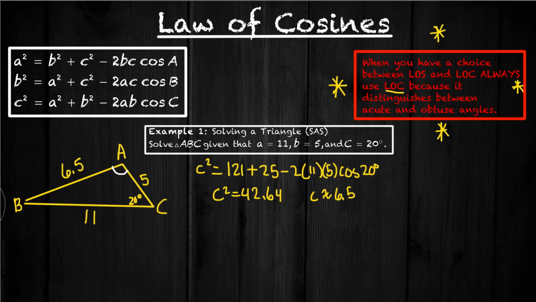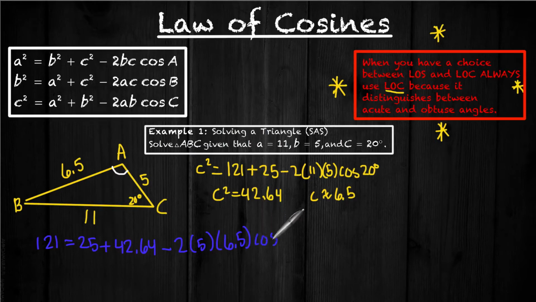And we are going to use the law of cosines in order to find angle A. All right, so for angle A, we're going to use the first formula up here. So A squared is going to be 11 squared, so that'll be 121, equals B squared, which is 25, plus C squared, which we can use right here, that'll be 42.64, minus 2BC. B is 5. C is 6.5.